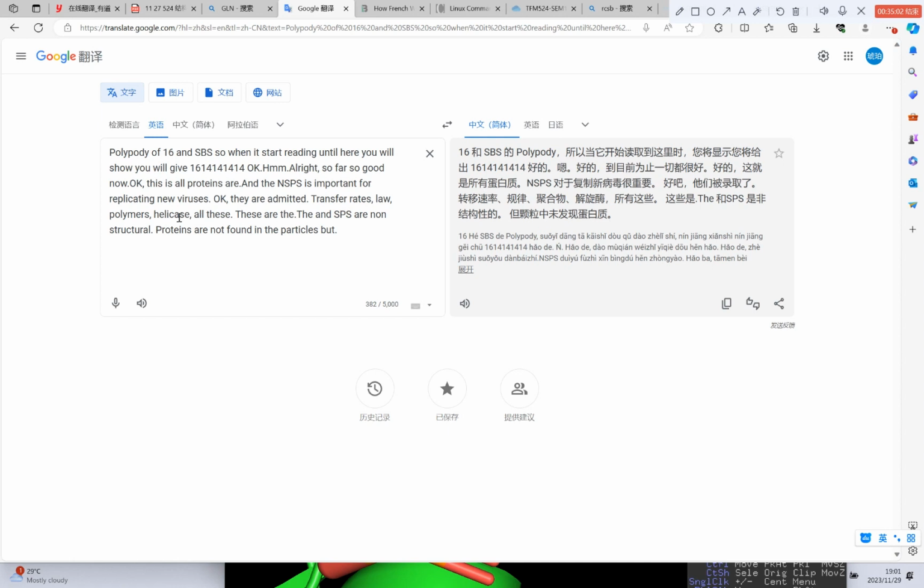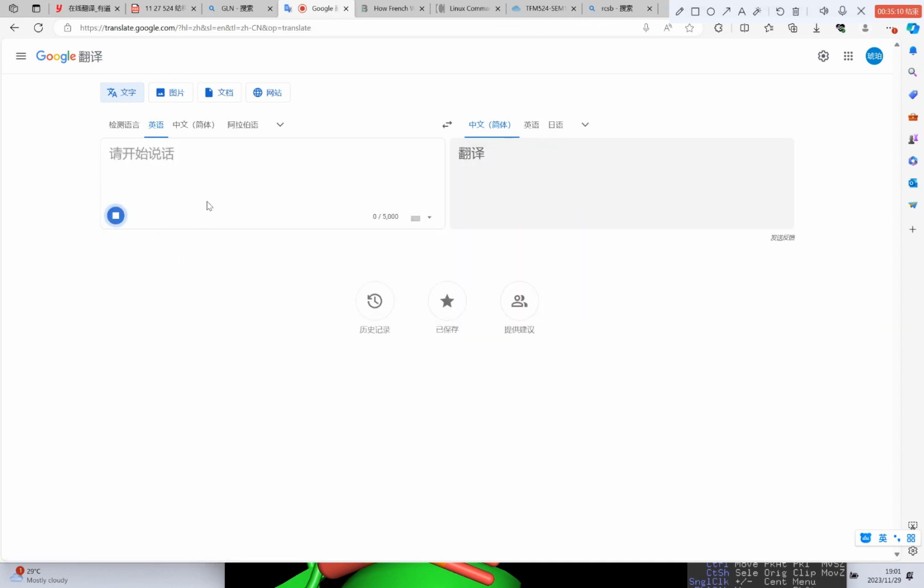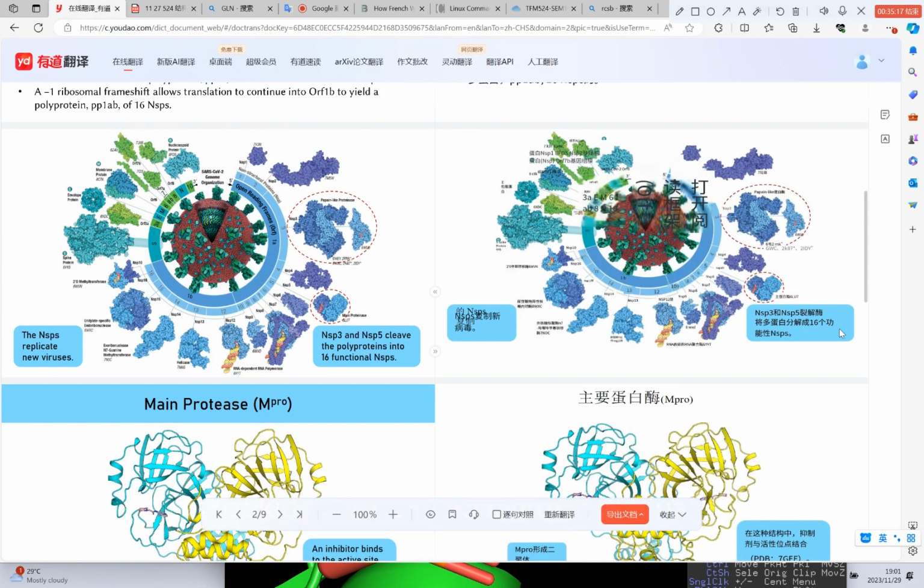there are two proteases. Okay, one is NSP number 3 and NSP number 5. They cleave the polyproteins into 16 functional NSPs. Okay, all these proteins will be cleaved into individual proteins. And today, what we are going to look at is this protein.